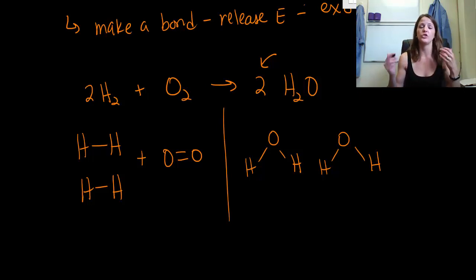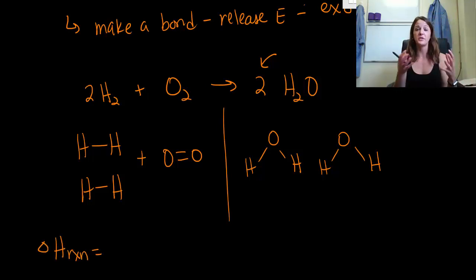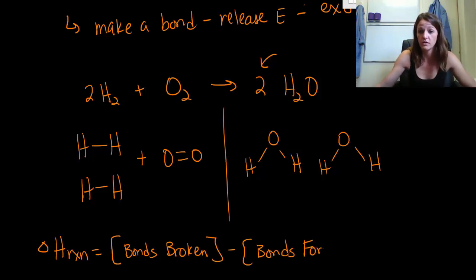Now what we're going to do is actually try to quantify this, put numbers to it. The way we do that is by solving for something called delta H of our reaction, so that's the total enthalpy change of our entire reaction, so the entire combustion of hydrogen gas. And what it ends up being is something called bonds broken minus bonds formed. Okay, so let's talk through that.